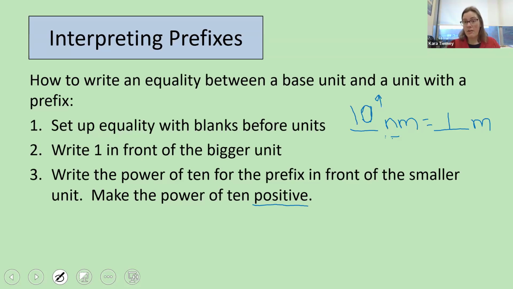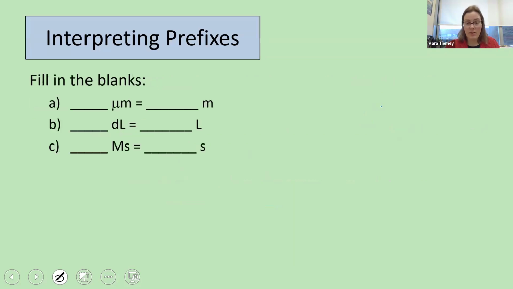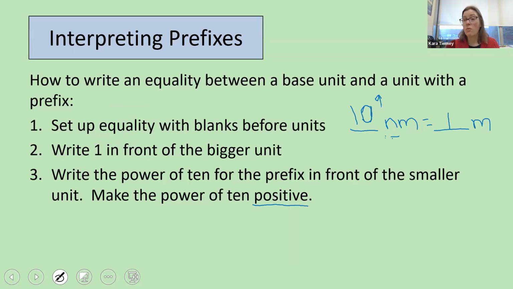Let me show you another example. So let's say, I want to make sure I'm not repeating anything. So we were doing kilometer. Let's do kilometer and meter. And I could write this in the opposite way. I could do meter equals kilometers. It doesn't matter. I put the 1 in front of the bigger unit.